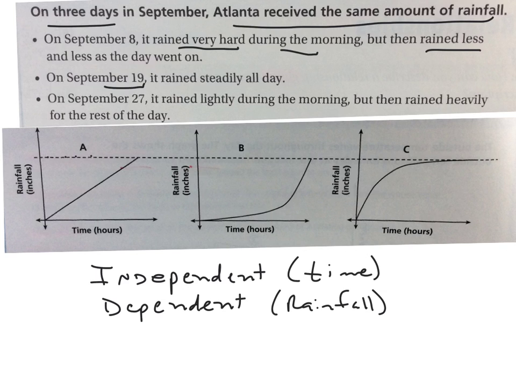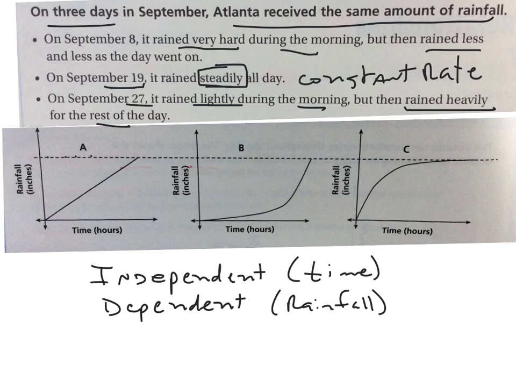On September 19th, it rained steadily. So there's a key word right there. Steadily would refer to a constant rate. A constant rate. So look at the graphs. Which one do you think would relate to a constant rate? And then on September 27th, it rained lightly during the morning. So that means in the beginning, there was only a little bit of rain, so the amount of inches of rainfall would be very small. But then, as the day continued, it rained heavily.